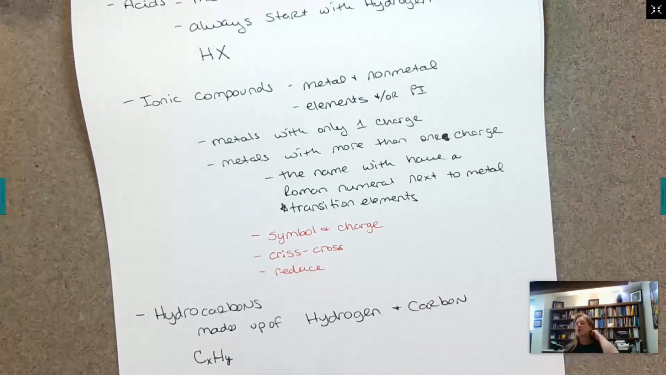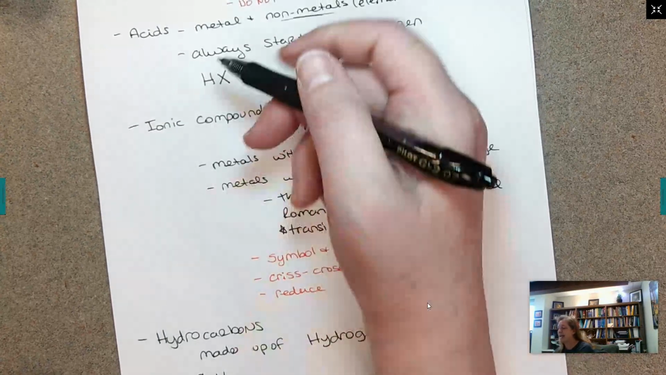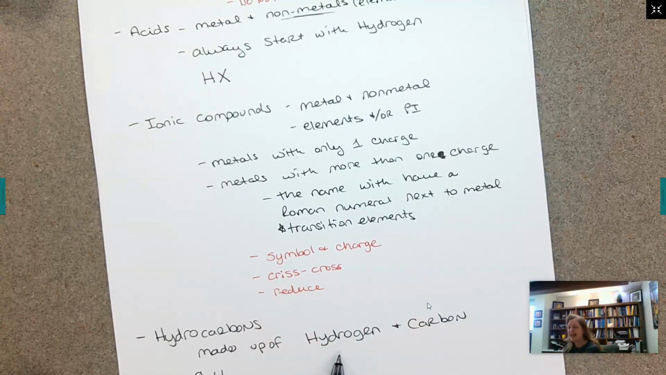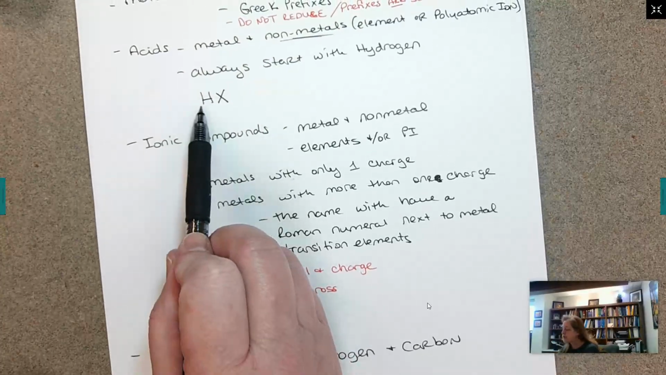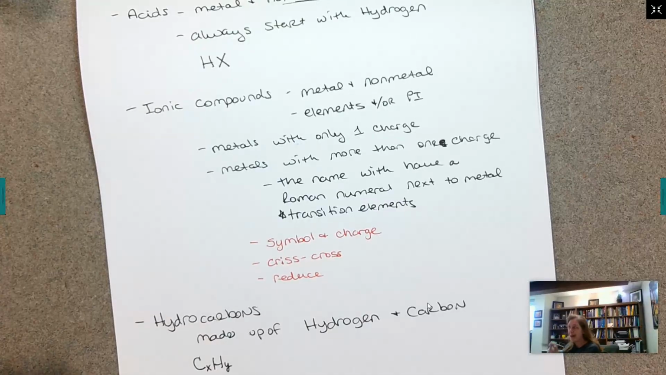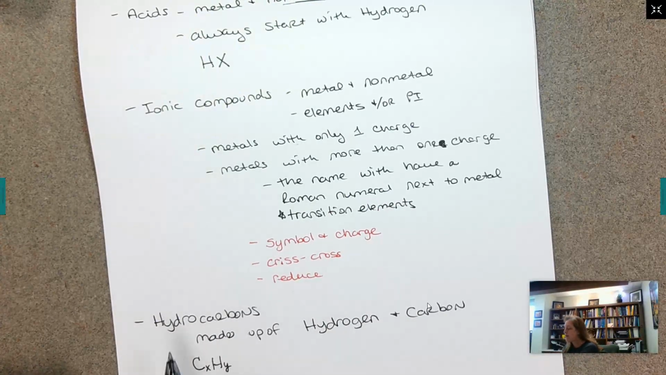That is the order. So a lot of people get hydrocarbons and acids mixed up because while hydrocarbons do contain hydrogen, it's not in first position. Hydrogen is always in first position in an acid. And hydrocarbons, even though the word is hydrocarbon, they really should be called carbon hydrogens, okay? But they're called hydrocarbons. The carbon is always written first.